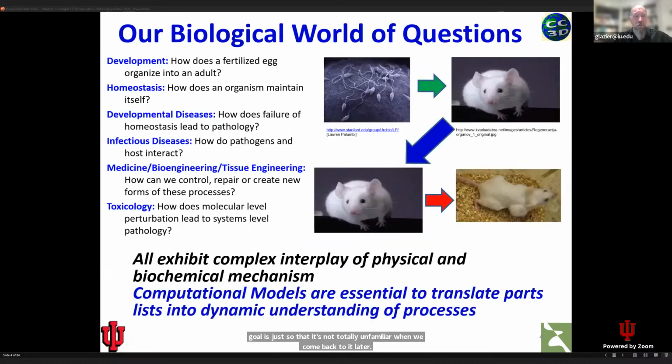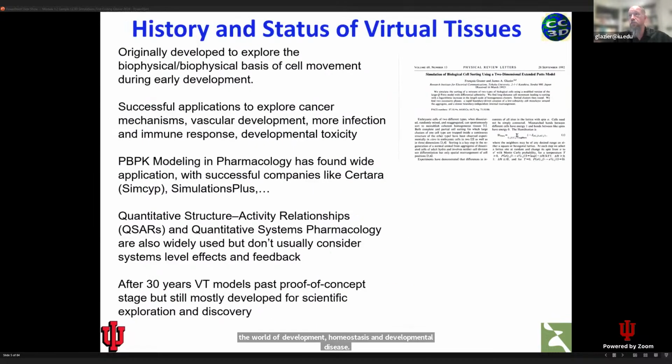So again, we're in this world of biology, the world of development, homeostasis and developmental disease, and we're thinking about what cells do. These kinds of models were developed initially to explore the biophysics of cell movement. More than 30 years ago, this Glazier paper was written when Francois and I were both postdocs in Japan.